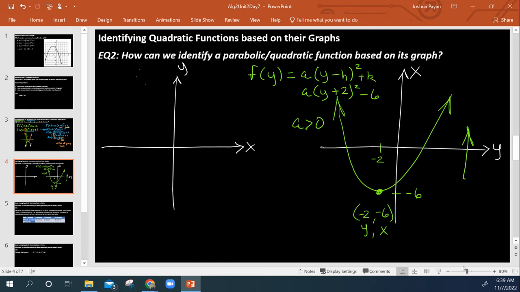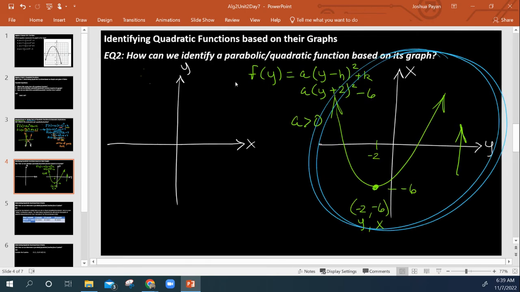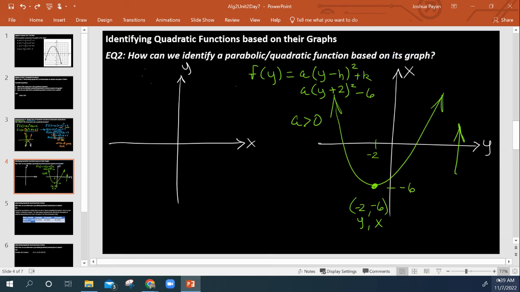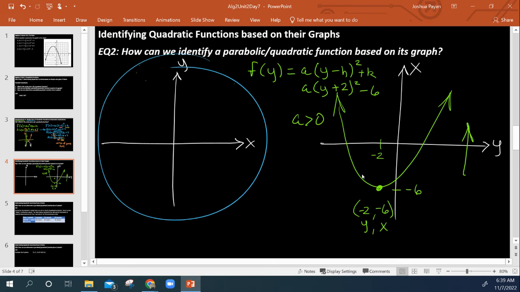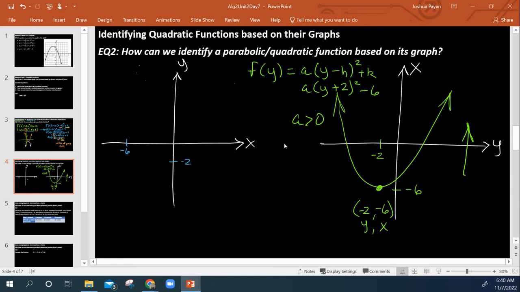But graphs don't look like this. They're going to have the x and y axis where they're supposed to be, right? So what does that mean for us? Well, we can easily transfer what we've done here over to this other graph that's in standard orientation, right? And what we can go ahead and configure is that x is -6, y is -2. Okay, so there's our vertex.